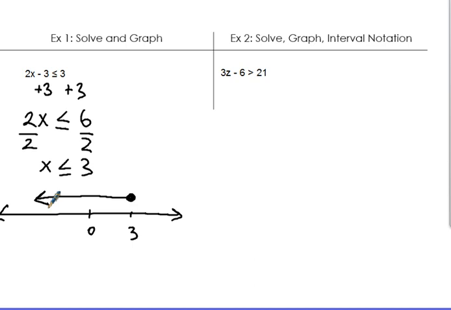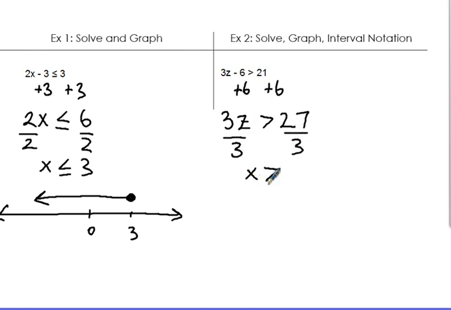On our second example, we are going to add 6 to each side. We will have 3z is greater than 27. Then I can divide each side by 3. We will have z is greater than 9. We are ready to graph this one as well.